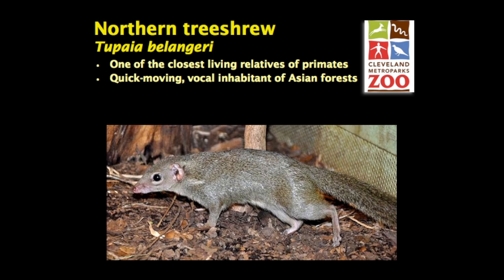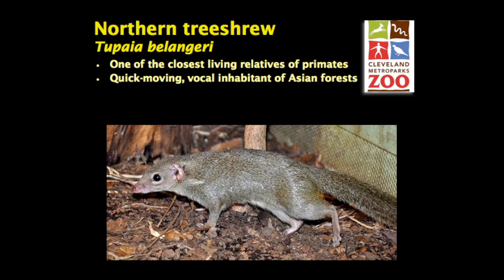These are quick moving, quicker than squirrels, and they're vocal inhabitants of Asian forests. They have lots of calling, lots of characteristics that we tend to associate with primates. They have big eyes, and they're very unshrew-like. I'll talk about a couple different things that people call shrews, and it's not a typo. I did that intentionally, tree shrew. That's tree shrew because they're nothing to do with shrews.